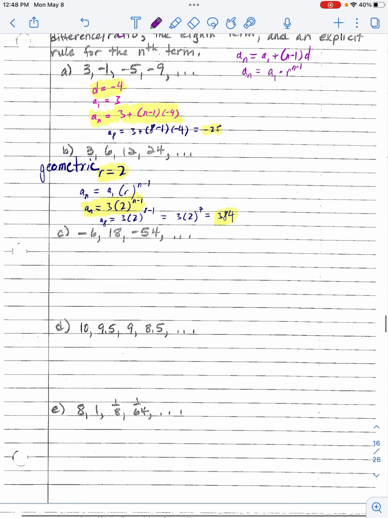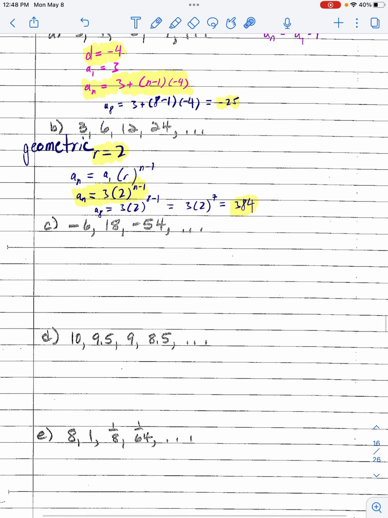1, okay? So here, let's try to figure out if this is geometric or arithmetic. To get from negative 6 to 18, I can either add 24 or I can multiply by negative 3. Well, let's see how we went from 18 to negative 54. I certainly didn't add 24 to go from 18 to negative 54. What I did was multiply by 3. So I multiply by 3 here and 3 here. That means I have a geometric sequence, right? That means I multiply by the same thing every time.